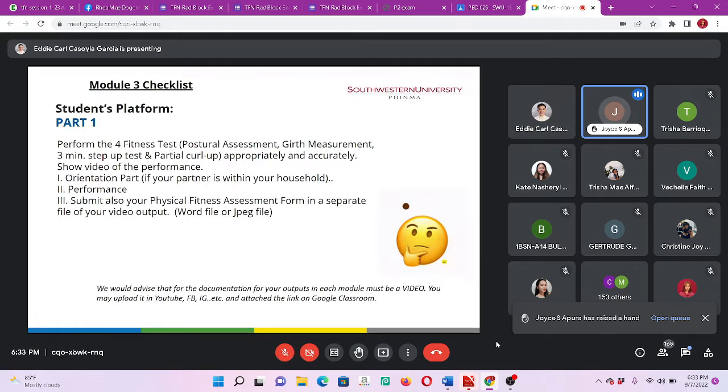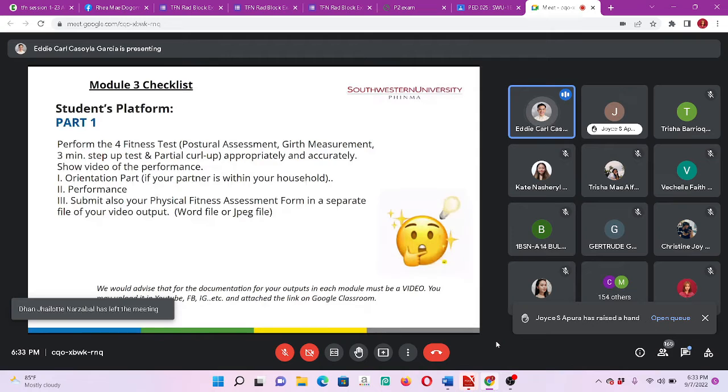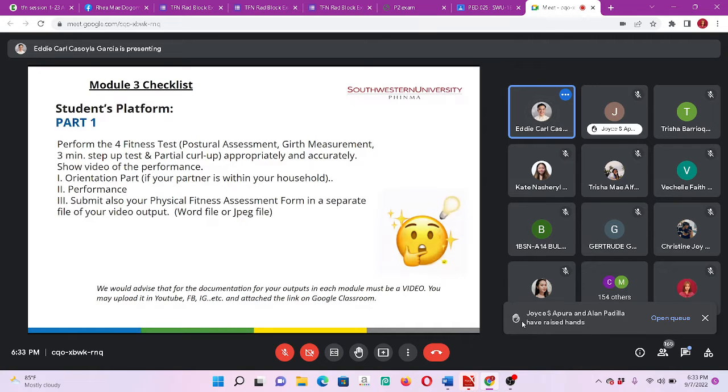Nga part, sir, mag-need pa man ko og medical certificate, no? Yes. Then dili lang ko mo-perform, or sabaw? Only for CONMIS, the 3-minute step test and partial curl-up test. Do not perform these two specific physical fitness assessment tests. But for postural assessment and girth measurement, I think you can do that, right?